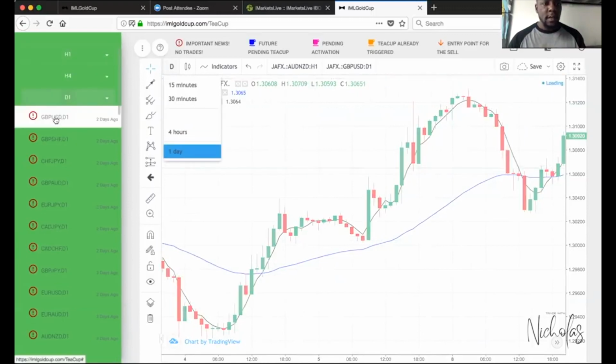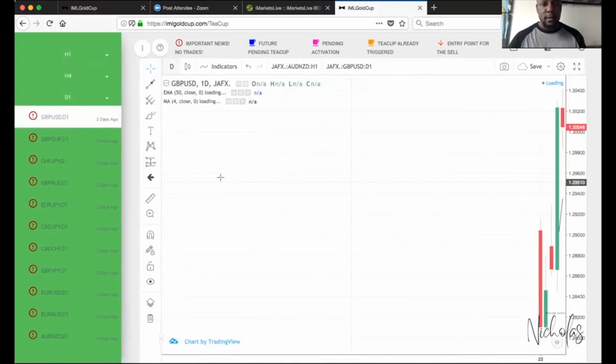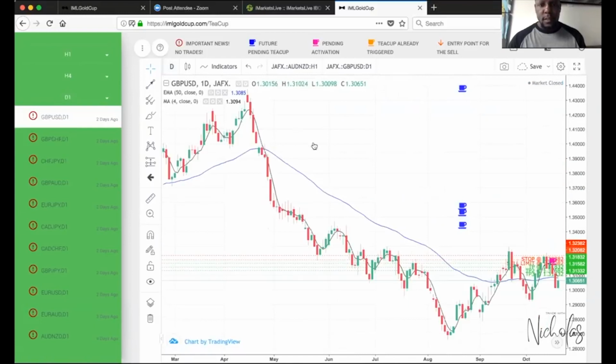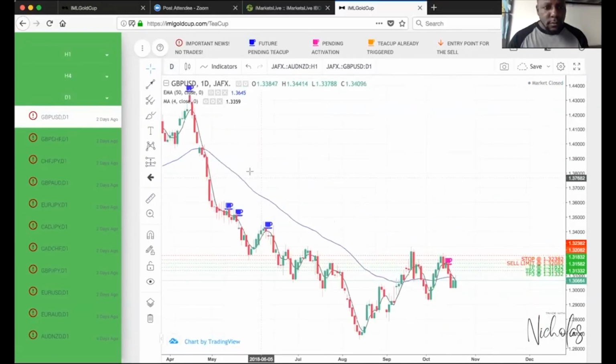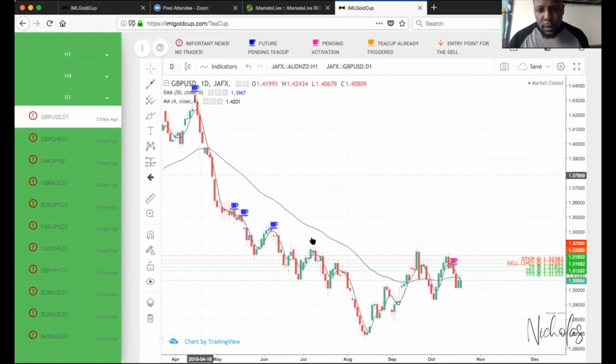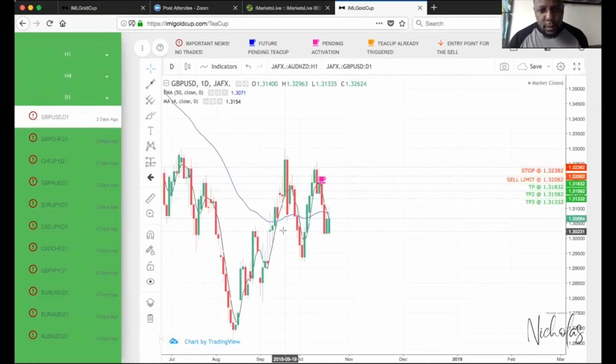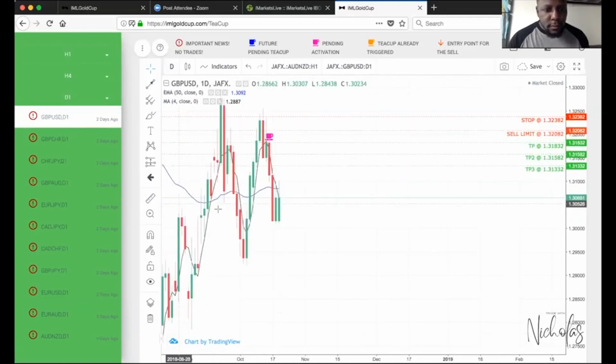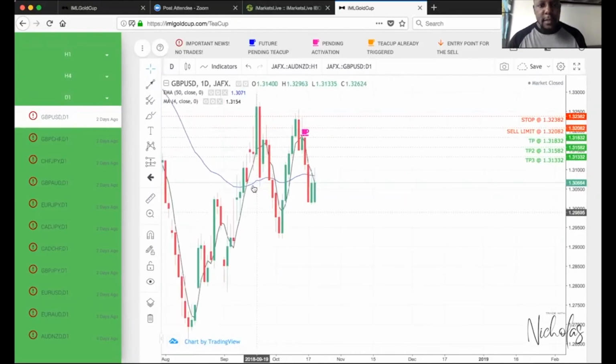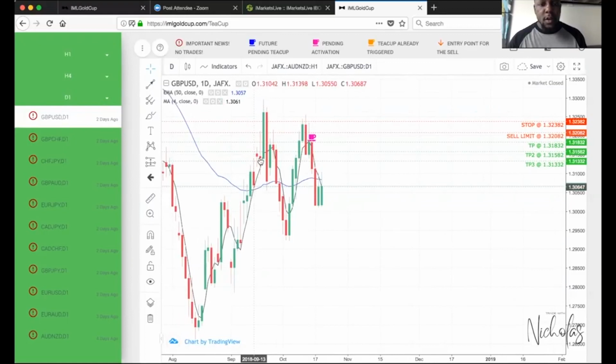So if I move over to the daily GBP USD, reset this chart. Here's a really good example. Let's say I stayed in this trade. Boom, price shot all the way up, came back down. I'm down 20 pips, right? You guys see that? So I usually try to give myself a buffer like 50 pips just in case.